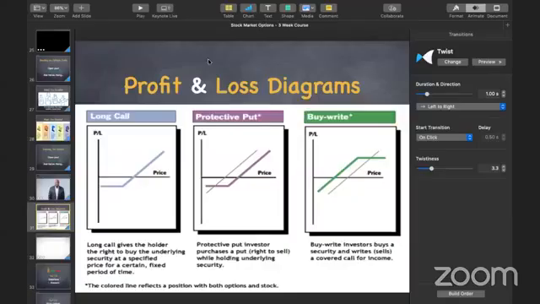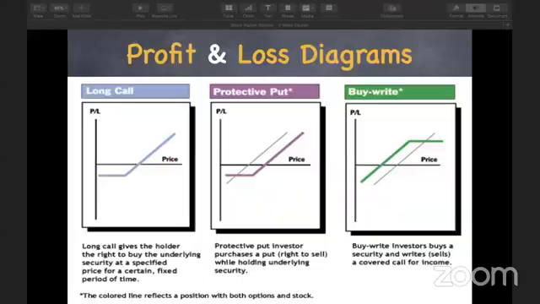All right, so these are called profit and loss diagrams. You'll see this a lot in your journey of looking at options, and this is basically a visual representation with a simple X and Y axis of profit and loss versus price. And so these are three of the most popular options strategies, if you will. One being a long call, right?